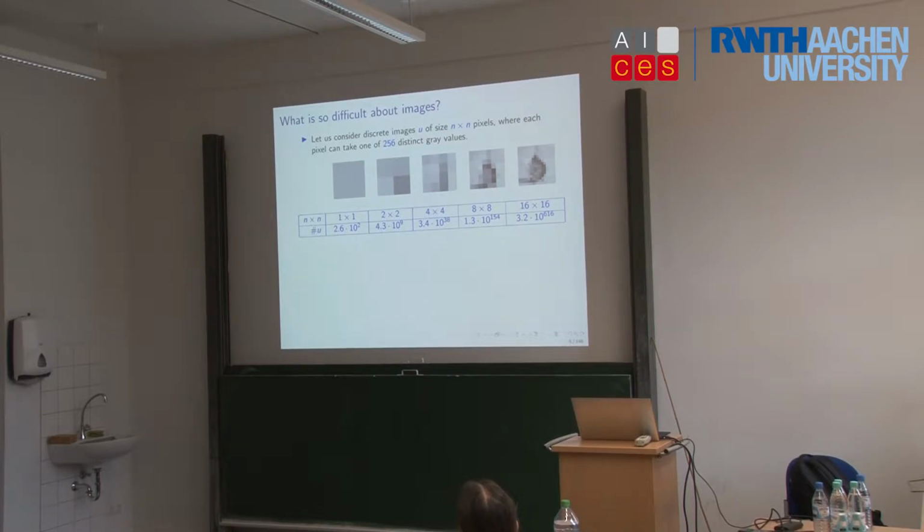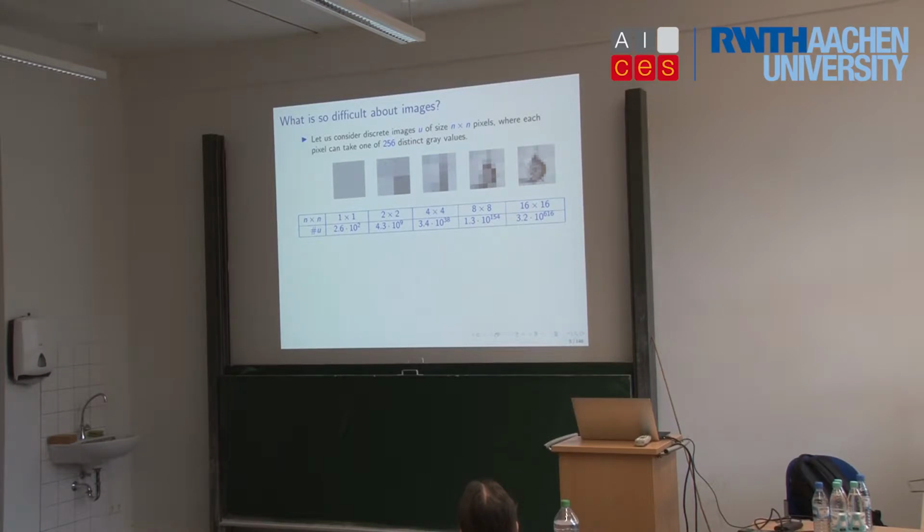So if you consider discrete images of n times n pixels, and we assume that each pixel can take a gray value between 0 and 255, so 256 different gray values, then with one pixel we can generate 256 different images. With 2 times 2 pixels, you can already create 4.3 times 10 to the power of 9 different images. And with 4 times 4, it's 3.4 times 10 to the 38, and so on and so on. And you see, even for these small images of 16 times 16 pixels, you can create a vast number of different images.